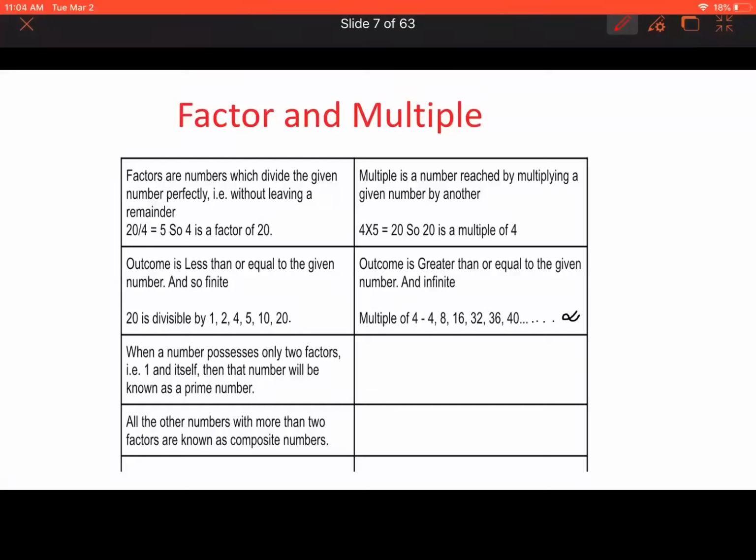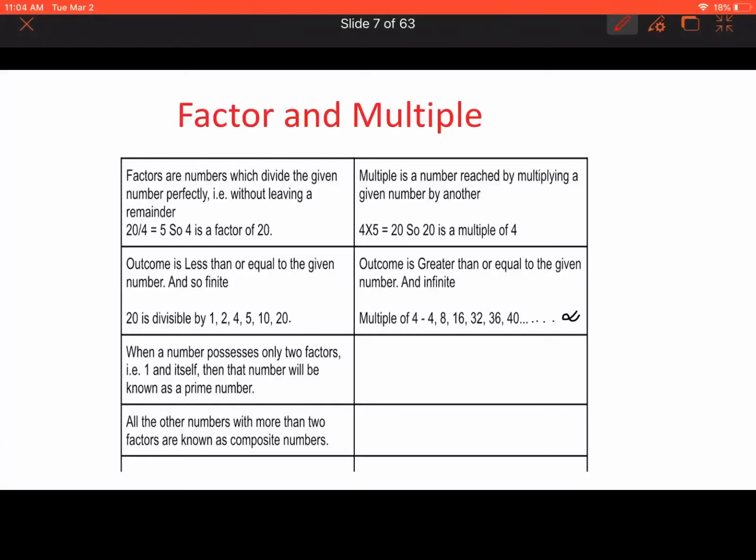Word problem series. Today we are going to see factor and multiple. Factors are numbers which divide the given number perfectly, that is, without leaving a remainder. For example, 20 can be divided by 4 and it gives the number 5 without any remainder, right? So 4 is a factor of 20.